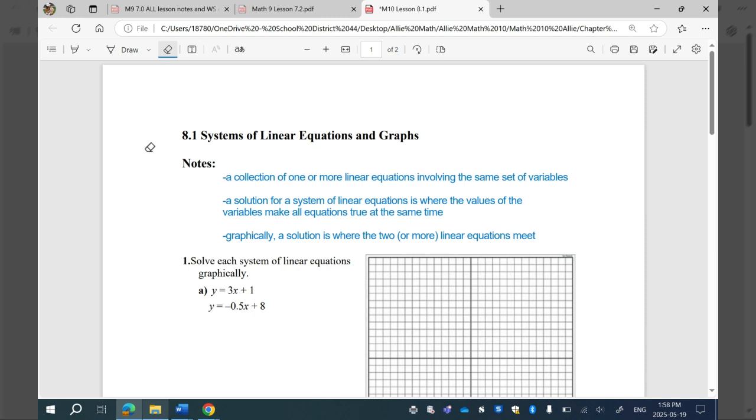Hello, everybody. Here we are, Chapter 8, and 8.1 is Systems of Linear Equations and Graphs. I typed out the notes for you, so it's a little bit easier to read, and it's just a little bit of definition of what a system of a linear equation is.